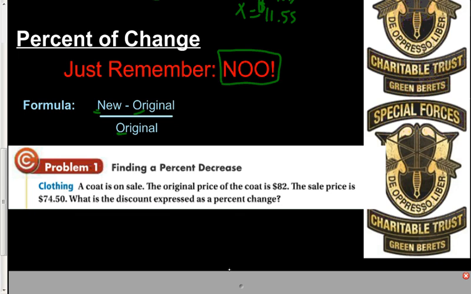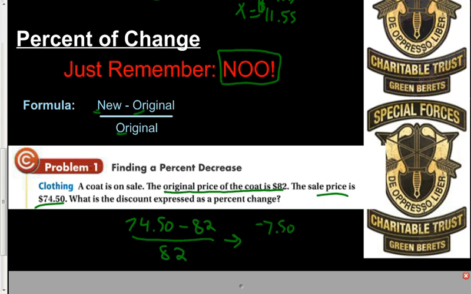It says the coat is on sale. The original price is, all right, original is 82. The sale price, so that's the new price, is 74.50. What's the discount? So new, we're going to put in 74.50. Original, we're going to put in 82. All divided by the original, which is 82. 74.50 minus 82 is negative 7.50 over 82, and you'll get a percent when you divide out.